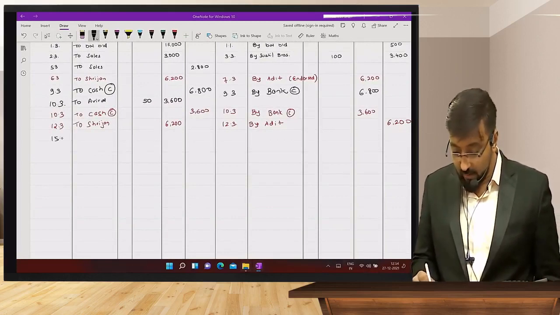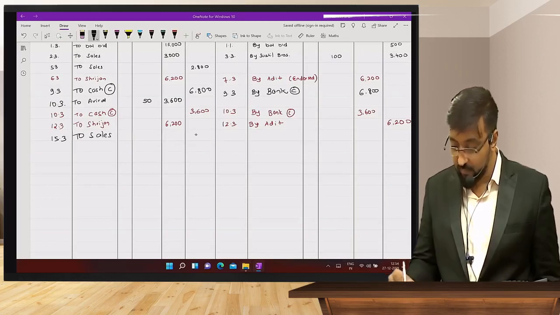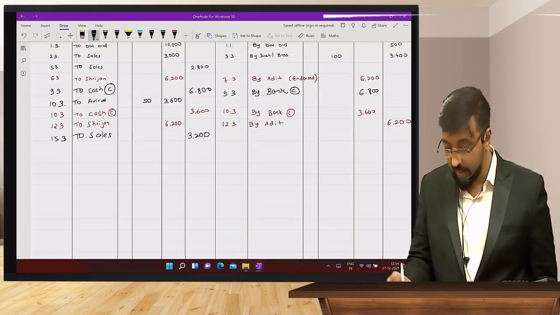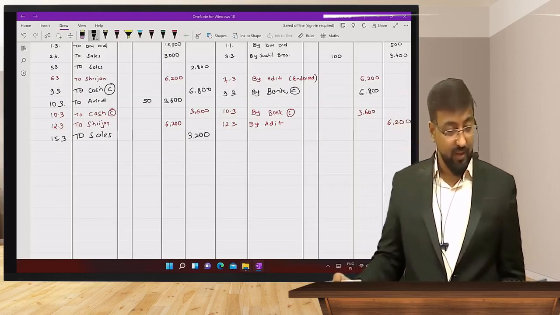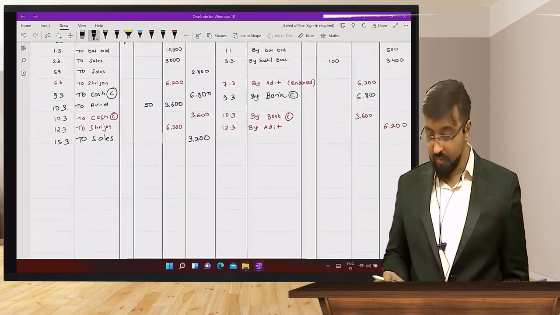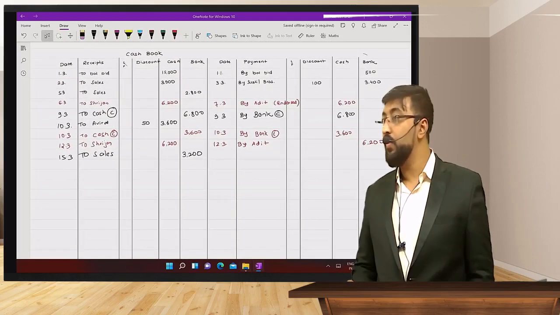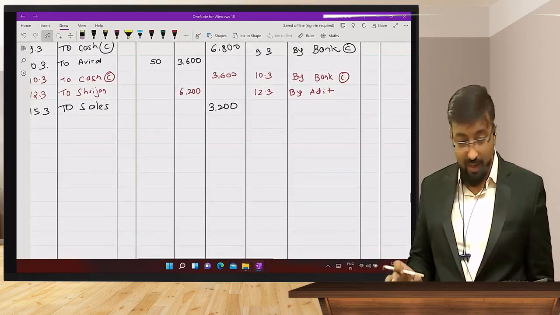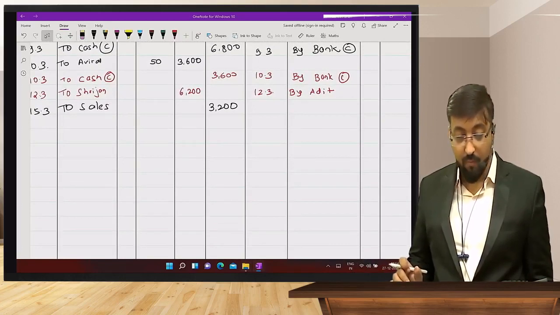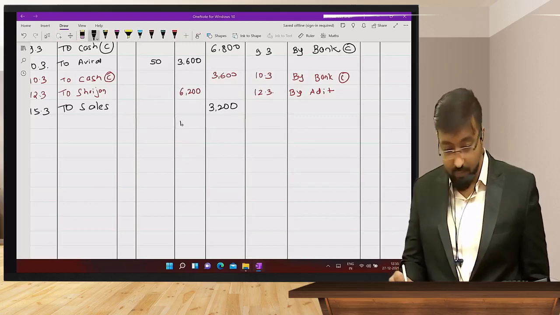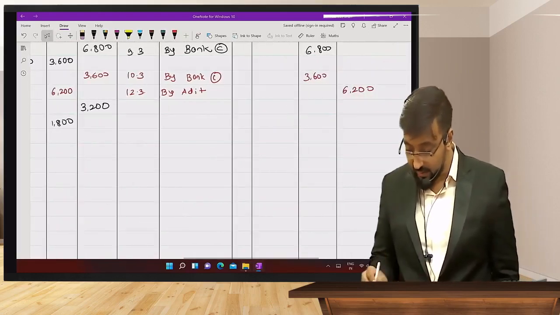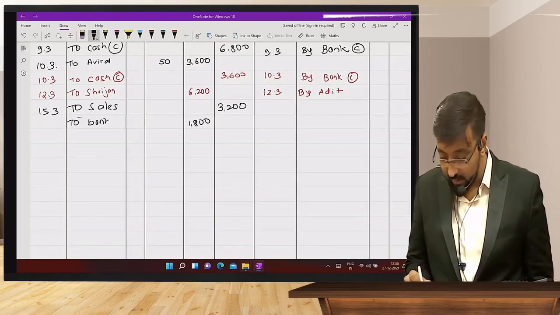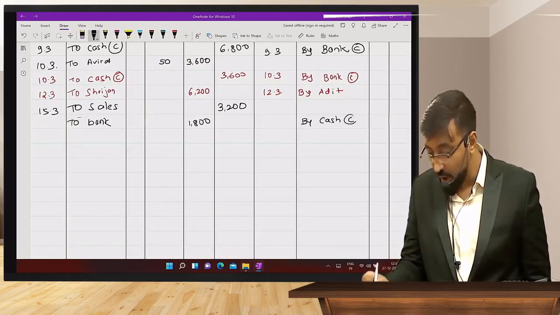Now sales through debit card, to sales in which column? Bank. What is the amount? 3200. Next, withdrawn from bank. You're done, beta? Are you with me? Everyone? Now, which column? Tell me fast. Withdrawn from bank, cash column debit, 1800. And which column is credited? Same line, beta. To bank, by cash. Contra.